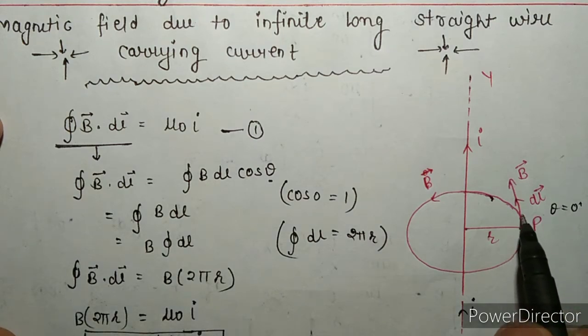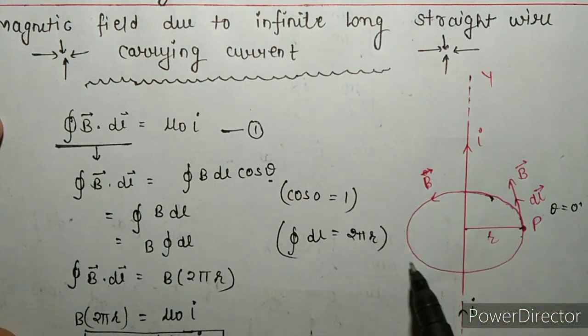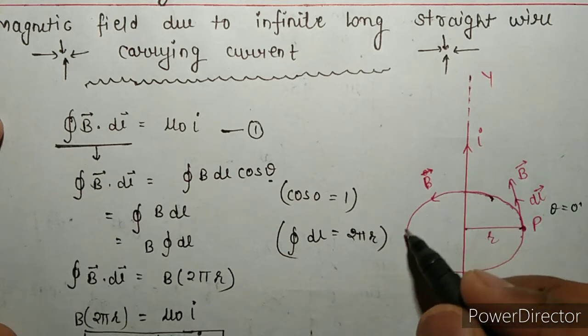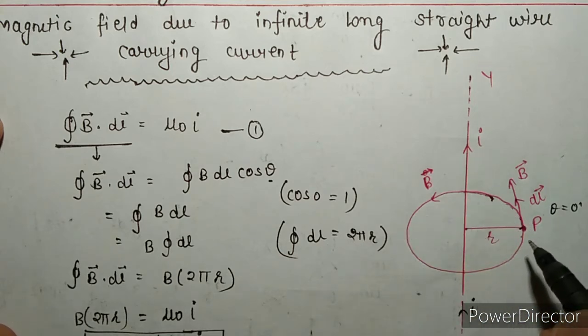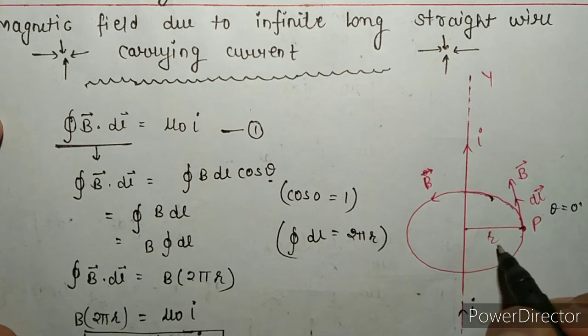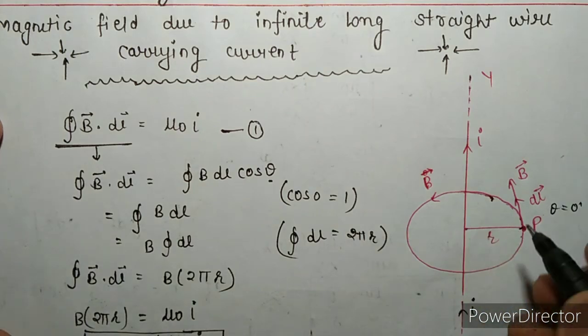Suppose we assume an Ampere loop, means a circular loop which has the symmetry. The symmetry is that at every point of this circular loop the magnetic field due to this wire will be the same. That means it is a symmetrical loop and is called Ampere's loop. So we have to find the magnetic field at that point which is situated r distance apart from this wire.